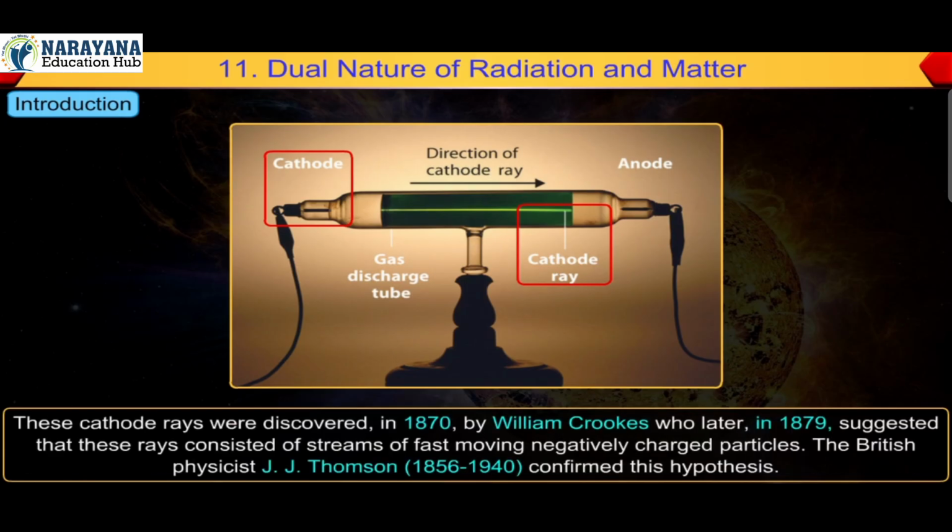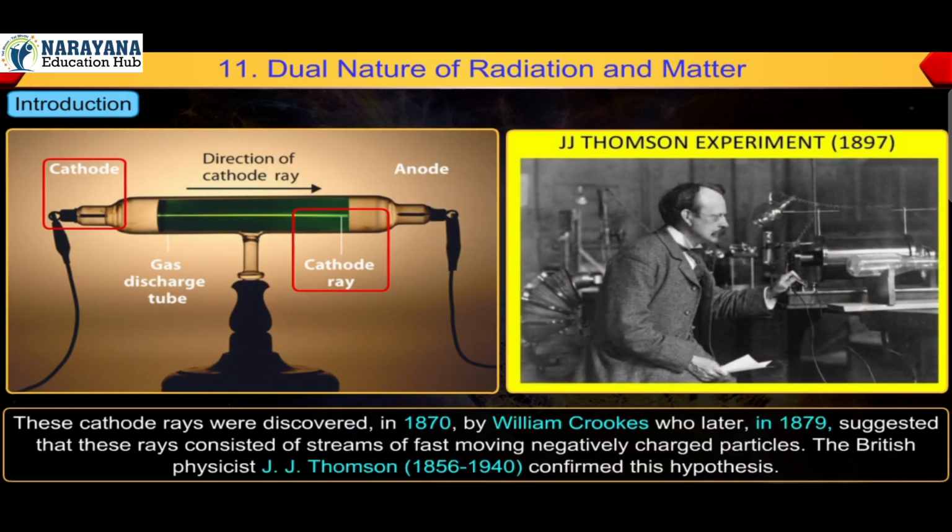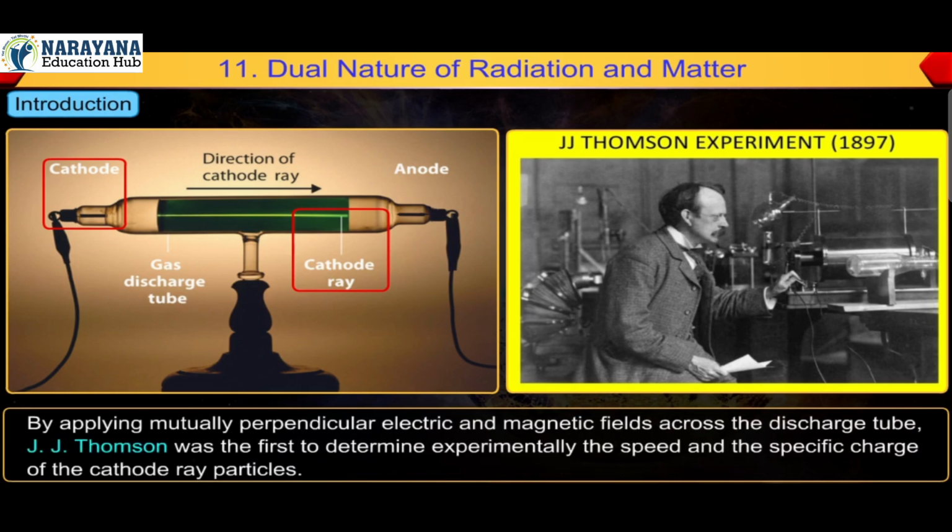These cathode rays were discovered in 1870 by William Crookes, who later, in 1879, suggested that these rays consisted of streams of fast-moving negatively charged particles. The British physicist J.J. Thomson (1856 to 1940) confirmed this hypothesis by applying mutually perpendicular electric and magnetic fields across the discharge tube. J.J. Thomson was the first to determine experimentally the speed and the specific charge of the cathode ray particles.